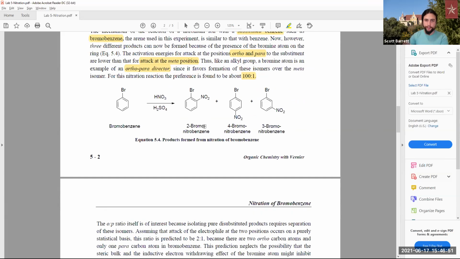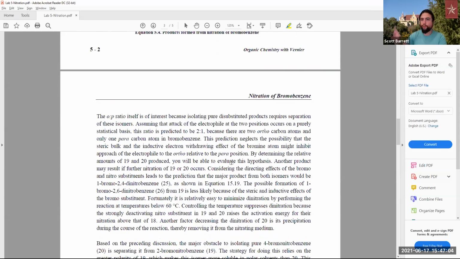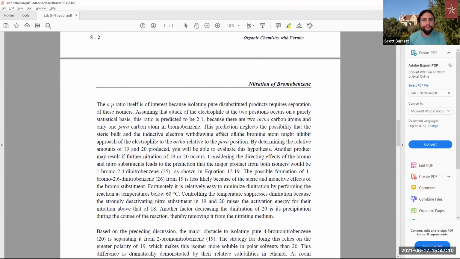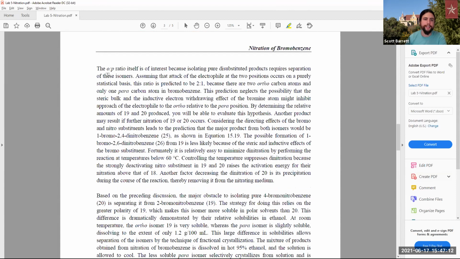And so that can explain, going forward, if we had percentages here of each portion, how we would be extracting that into the actual reaction mechanism, and how we're going to actually remove the other variants that may be produced on the side. And as they say here, the ortho-para ratio is of interest because isolating pure disubstituted products is of interest.